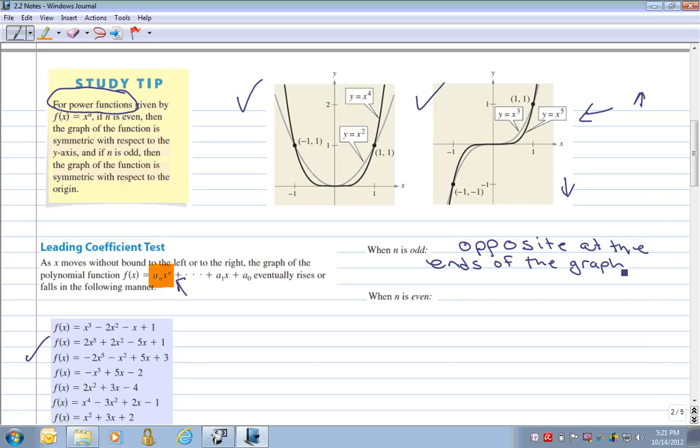And we've got some notation we're going to talk about in just a minute. When they're even, they're going to be the same at the ends of your graph. So notice over here, these are even. That's an even monomial, and at both ends of the graph, they both go up. It could also be negative and they could both go down, but they will be the same. So when it is even, you have the same behavior at the ends of the graph.